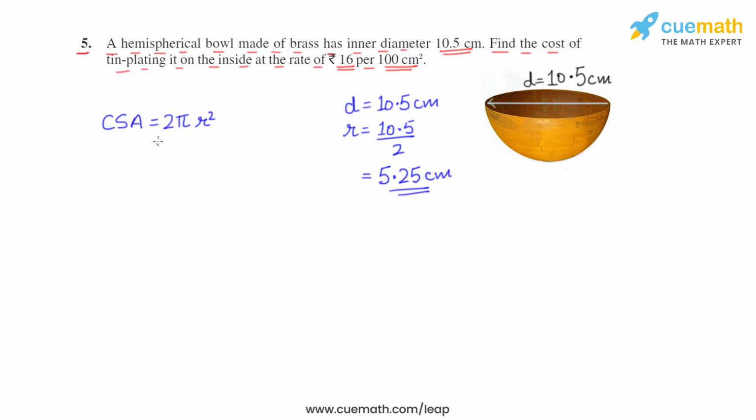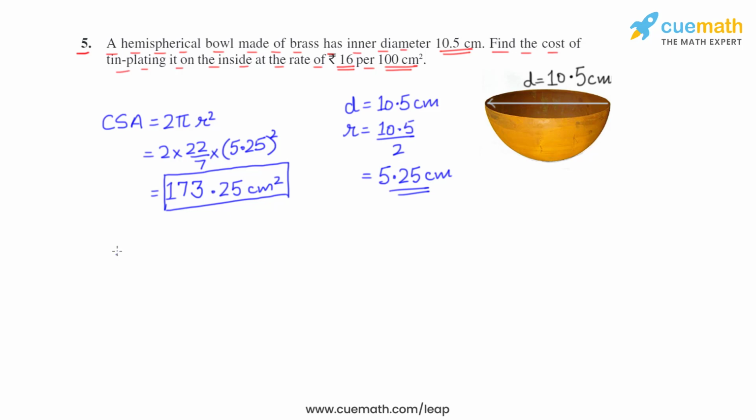Let's put it here in the formula. So it will be 2 into 22 by 7 into 5.25 whole square. This comes out to be 173.25 square centimeters. So this is the curved surface area of the inner part that needs to be tin plated. So now let's find the cost.